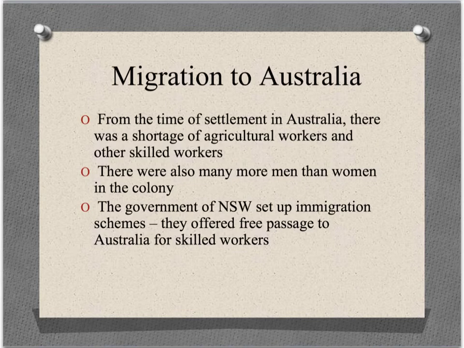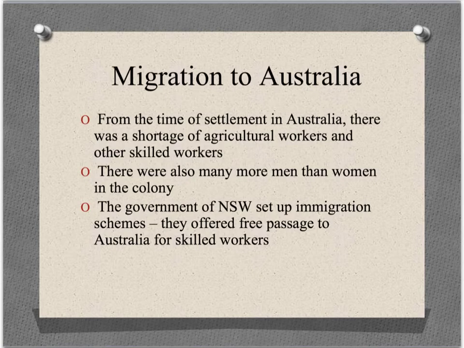So because of the nature of the people who settled Australia, because they were convicts, there had always been a shortage of agricultural and other skilled workers in Australia. Because the people who were convicts were mainly unskilled workers, they needed more skilled and agricultural workers to help establish the colony. They also had the problem because men tended to be convicts more than women. There was a higher proportion of men among the convicts. There were many more men than women in the colony, and of course that caused problems for the colony.